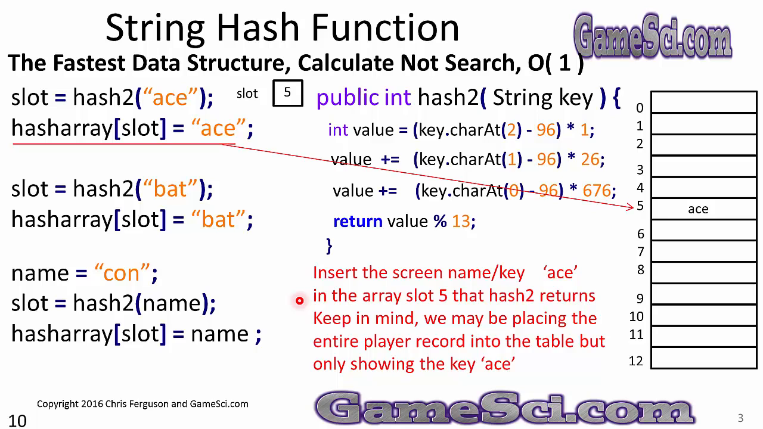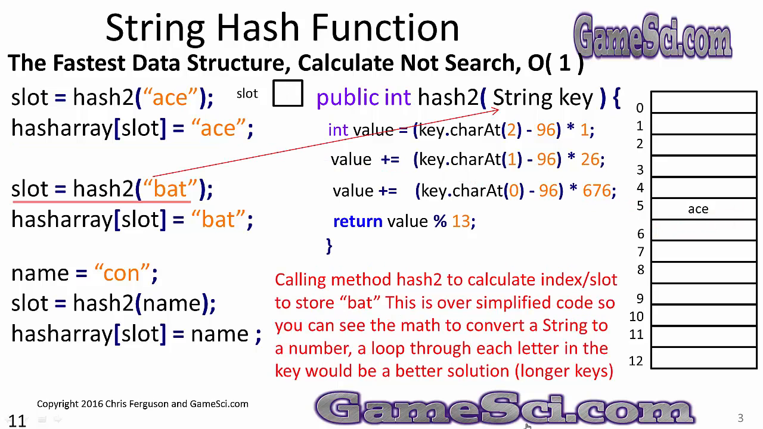Keep in mind, we may be placing the entire player record into the table, but I'm only showing you the key ACE. Try it again. Maybe it'll come out clear the second time. We're going to say slot equals hash 2 and pass it the argument bat. We're calling the method hash 2 to calculate the index or slot to store the key bat.